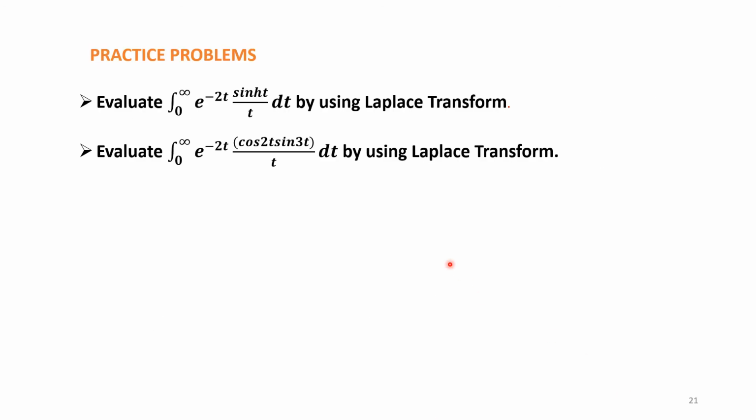So we have some practice problems here. First step is converting these two integrals in terms of the Laplace transform with s is equal to 2 in both the cases. Then we have to evaluate, in the first case, L of sin ht by t. Since we have division by t, the Laplace transform of the numerator is to be integrated. Here also the Laplace transform of the numerator is to be integrated. So first calculating the Laplace transform of the numerator and then integrating that answer between the limit s and infinity.